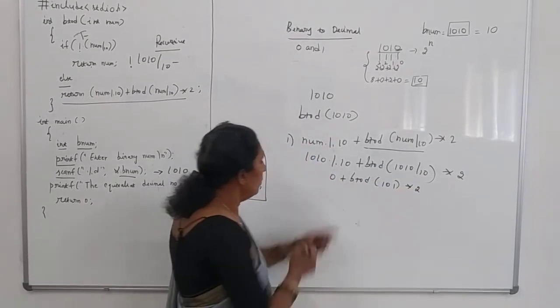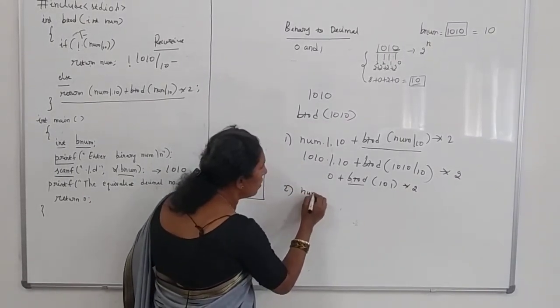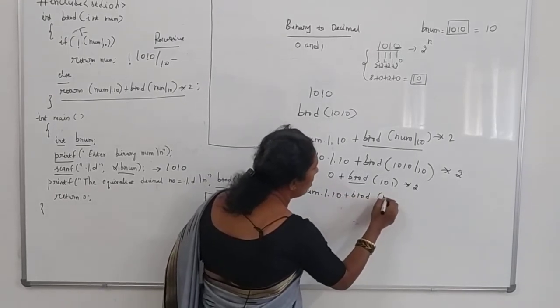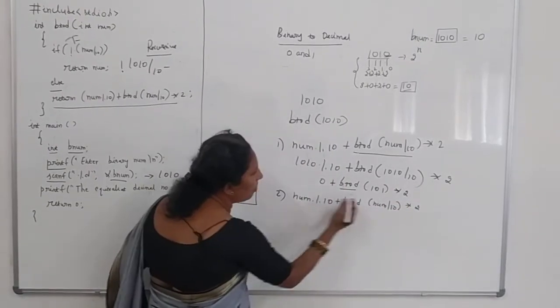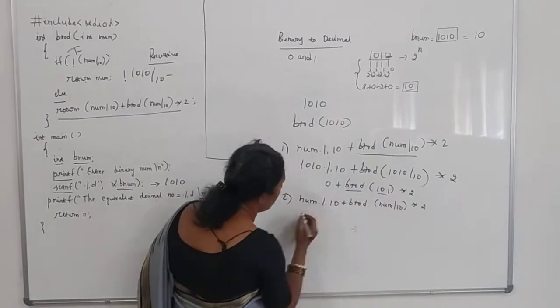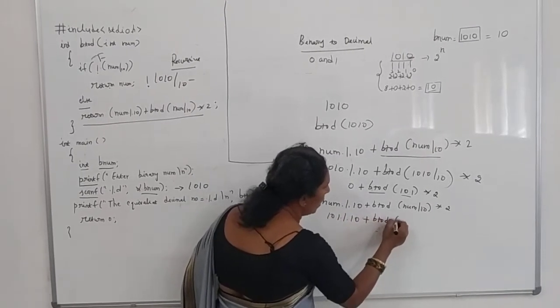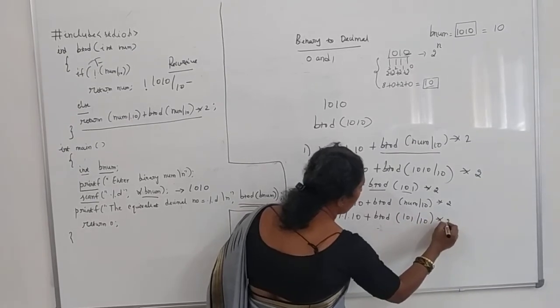Okay, and then again this will be num modulus of 10 plus binary to decimal, num divided by 10 multiplied by the 2. Okay, here the number is actually 101. 101 modulus of 10 plus binary to decimal, num is what? 101 divided by the 10 star of 2.